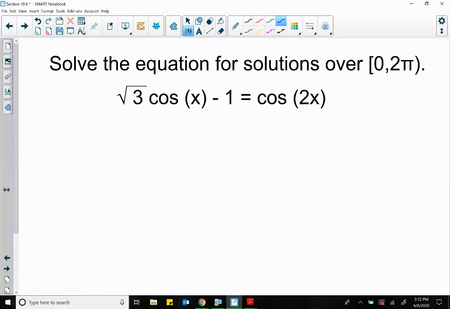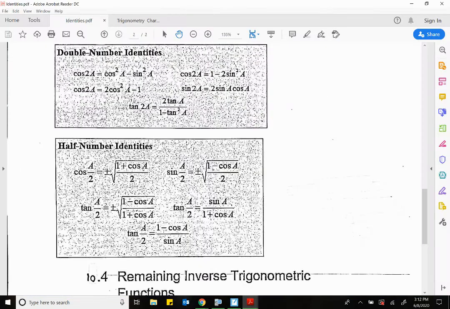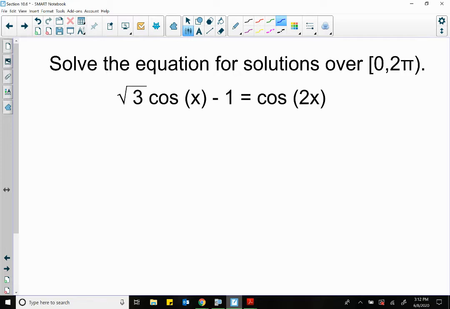Okay? So pause the video, take a look at your trig double angles that you got up here. There are 3 different cosine ones, and see if there's a better one to use, and go for it and try and solve this. Pause the video and go.